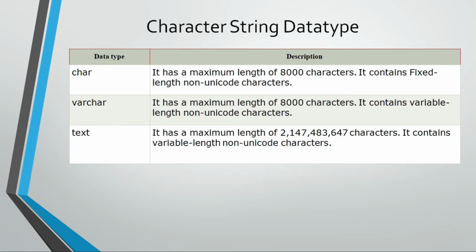Then next is character string data type. It supports a char type. In that type you can store characters up to 8000. It contains fixed length non-Unicode characters. Then another one is varchar. It has a maximum length of 8000 characters. It contains variable length non-Unicode characters. And please take note of this type varchar because we are using this type in our examples. Then if you want to store more characters, you can use the text type. It is also a variable length non-Unicode character type.